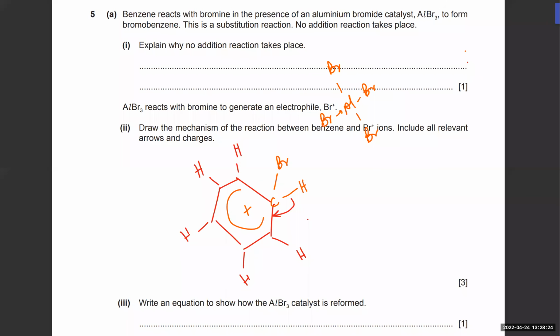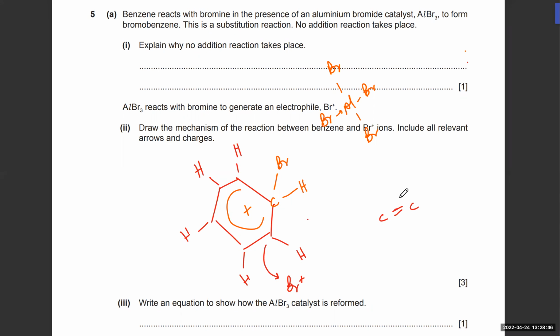The reason why addition is not possible is because it would be very hard for some other Br plus 1 to come in and steal more of the pi electron clouds. Because once there is a positive charge, that positive charge needs its electrons back. It won't be like a double bond. Like you have a double bond, right?